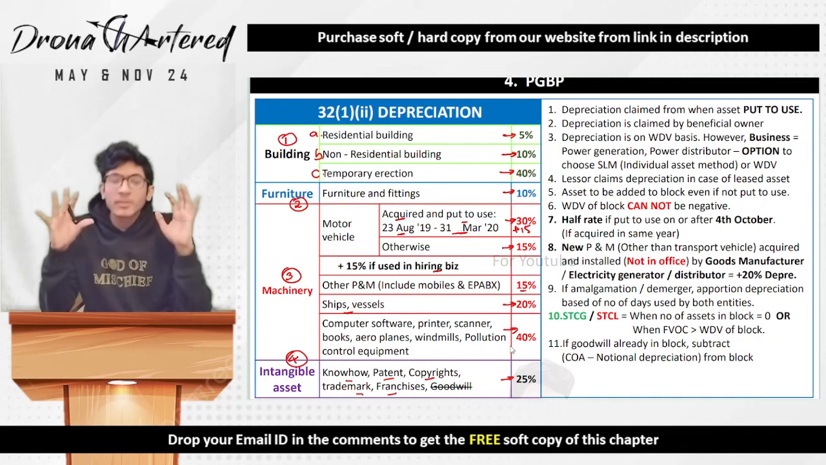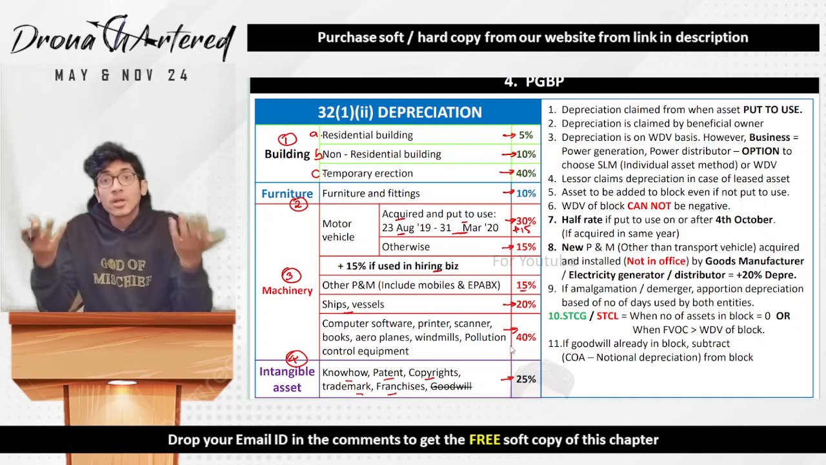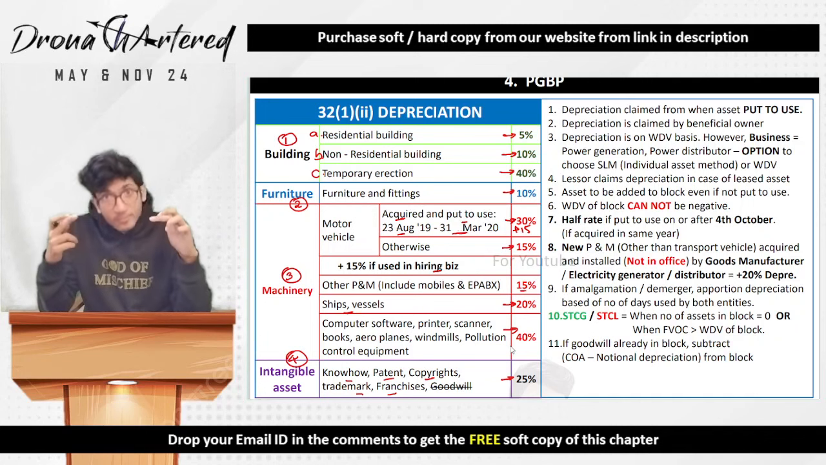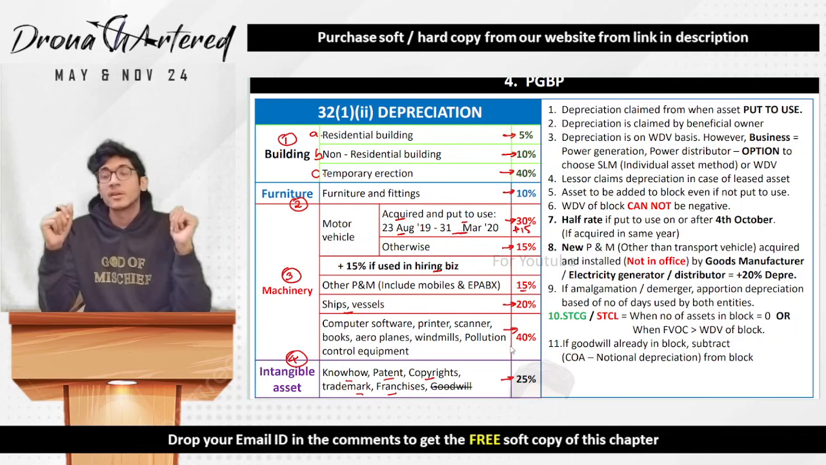So we'll quickly remember the rates. For residential building it is 5%. For non-residential building, the rate becomes double, that is 10%. So 5 into 2, that is 10%. Next is any temporary erections. Temporary erections are depreciated at the rate of 40%.